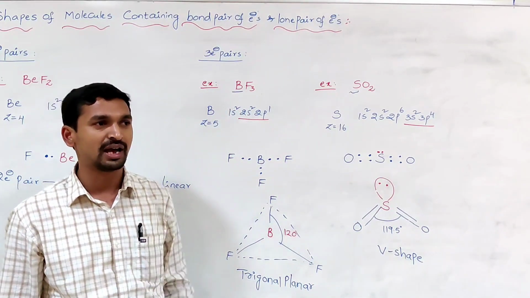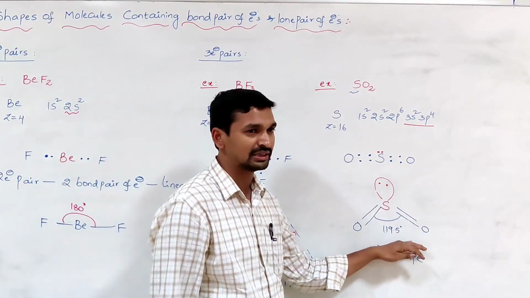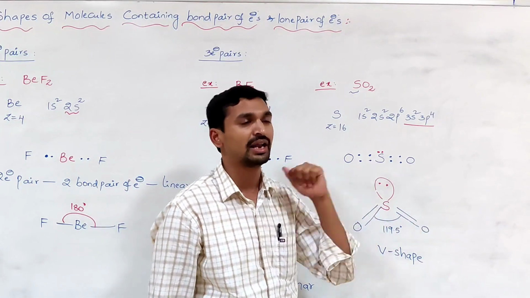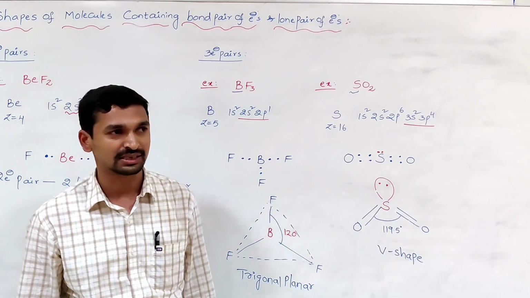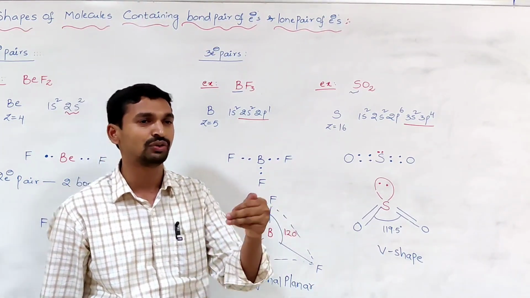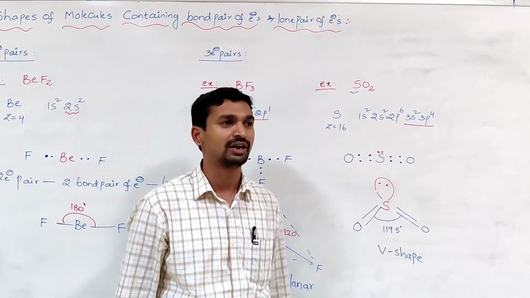The expected bond angle is how much? 120 degrees. But here what is there? 119.5 degrees. What happened to the bond angle? It decreases. Why does the bond angle decrease in sulfur dioxide from 120 to 119.5 degrees?